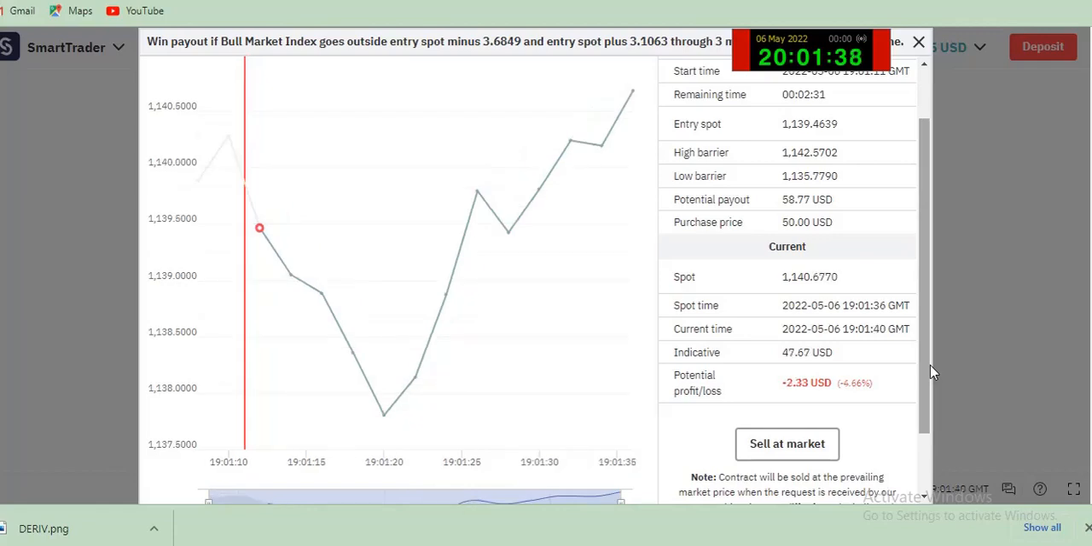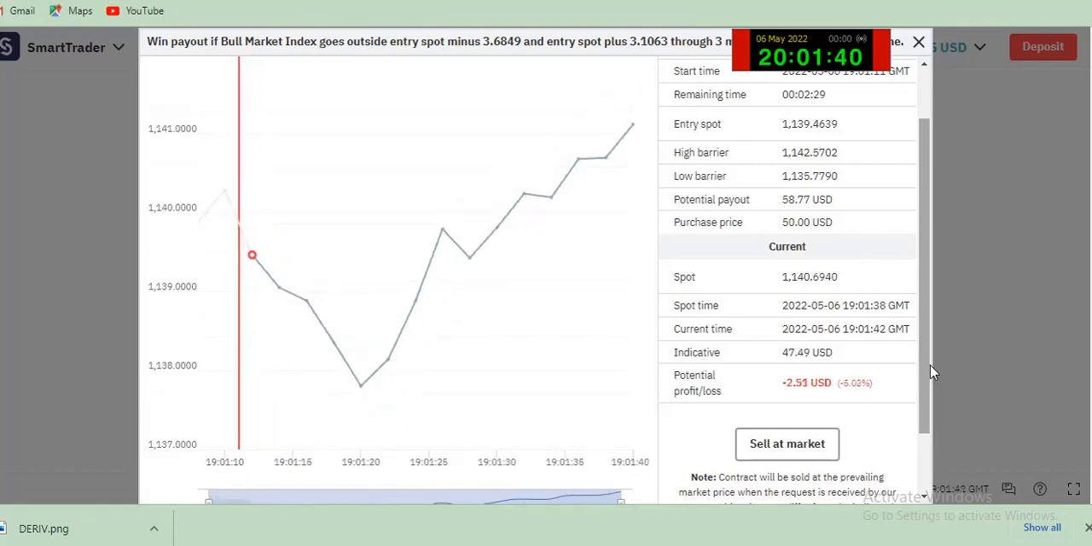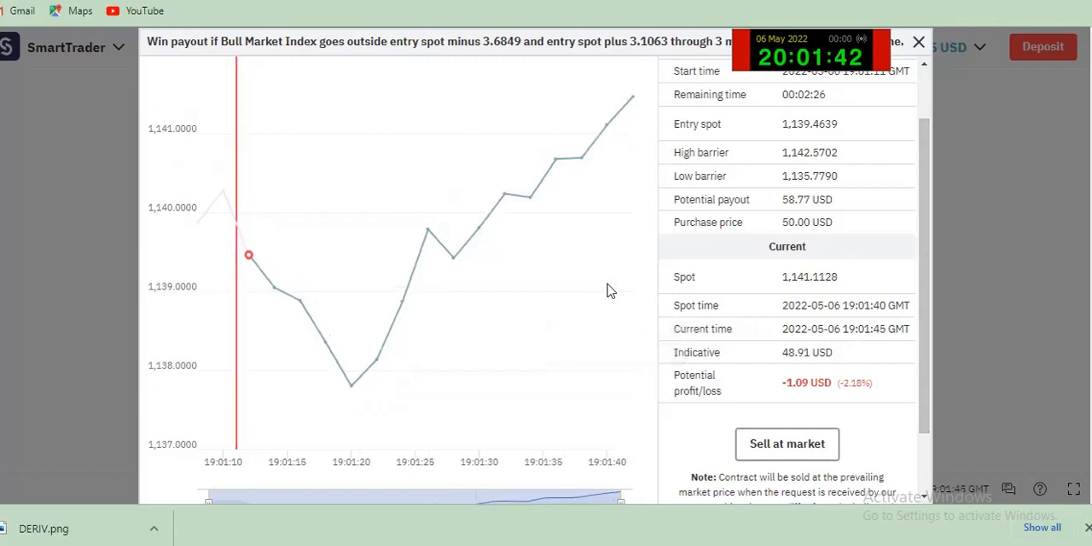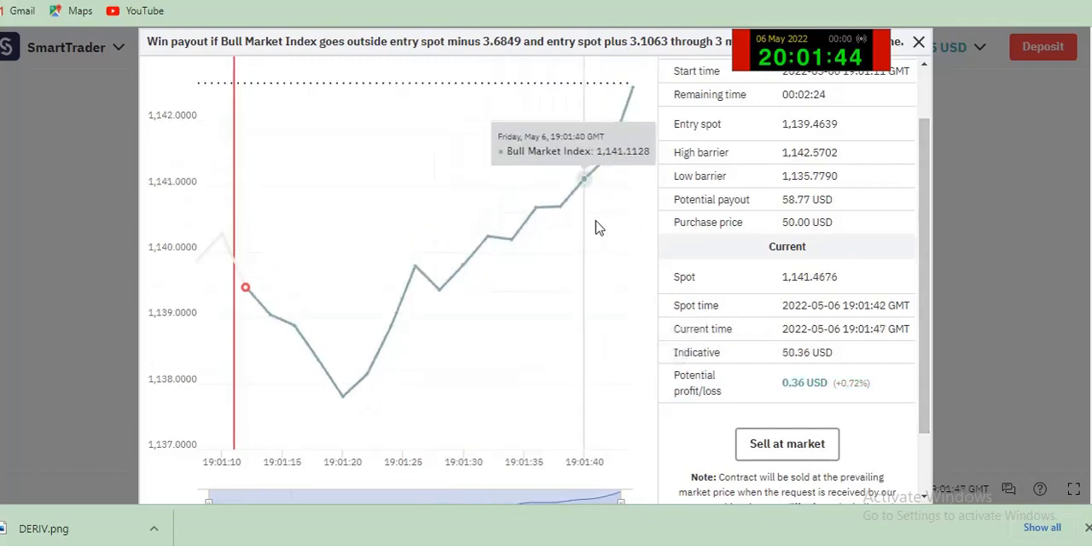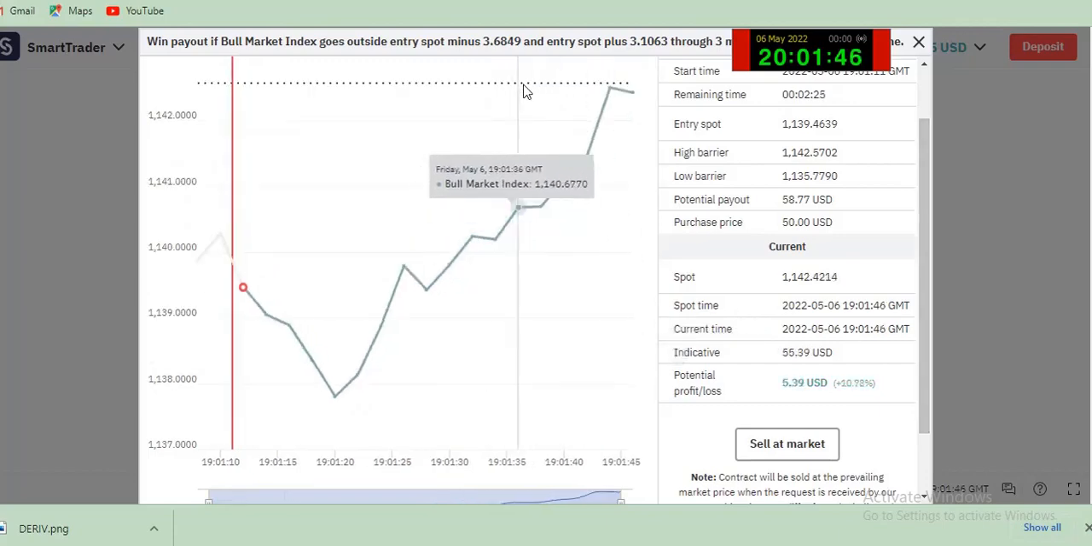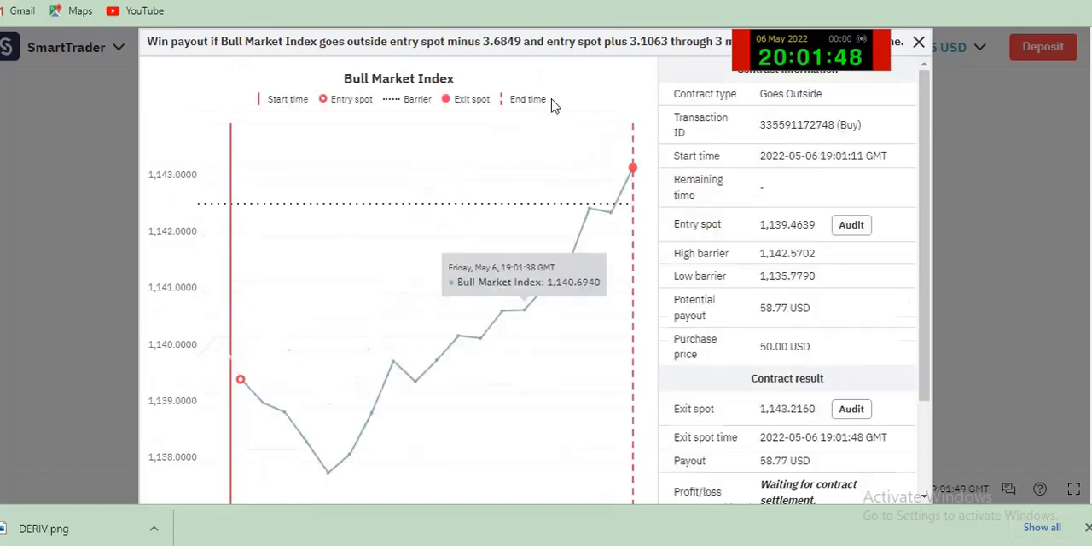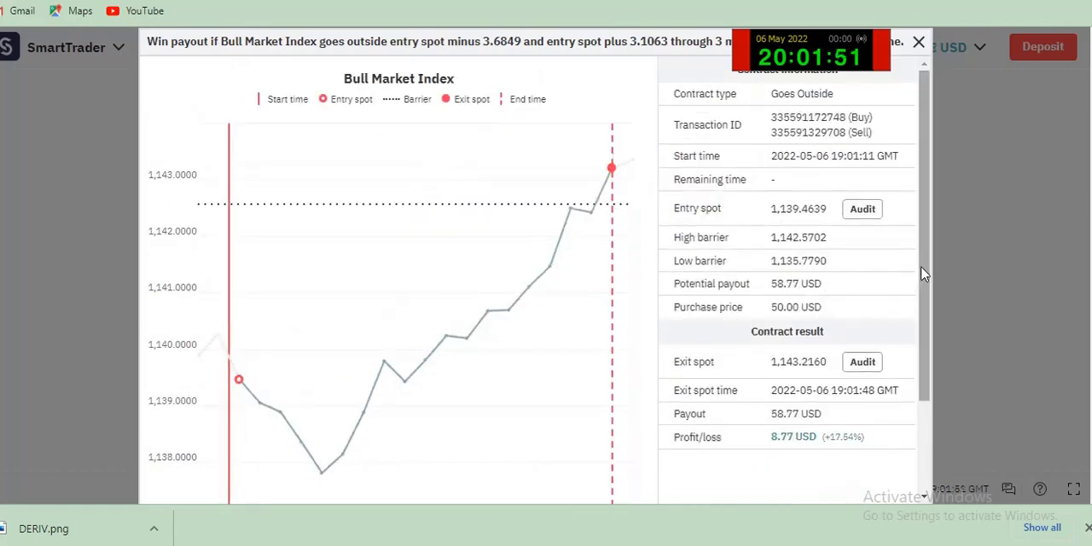Alright. As you can see, it's pushing to the upside. So once this touches this zone here, we win the trade. If it touches, we win. So it just touched it, and then we won the trade. As you can see, we won this trade here, and we made $8.77.